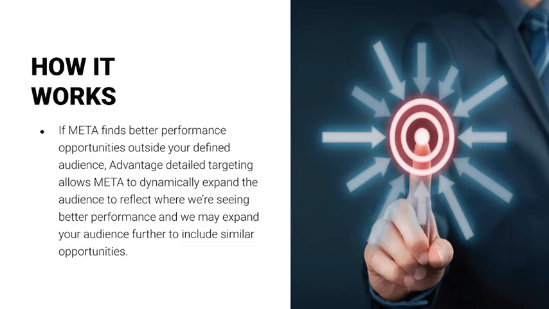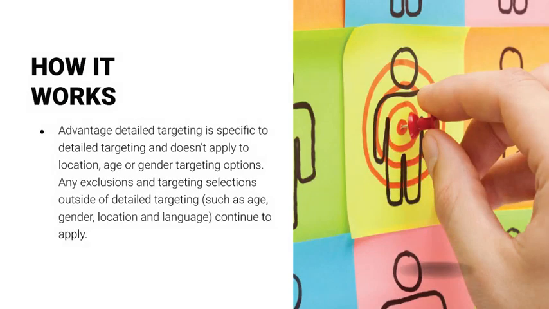And this is grabbed directly from Meta's site on how to handle Advantage Targeting Plus. So Advantage Detailed Targeting is specific to detailed targeting and doesn't apply to locations, age, or gender targeting options. So if you're only targeting San Francisco, for example, and a certain age and gender, that's not going to change at all. Any exclusions and targeting sections outside of the detailed targeting, such as age, gender, location, and language, continue to apply, right? So those are still going to be your parameters.